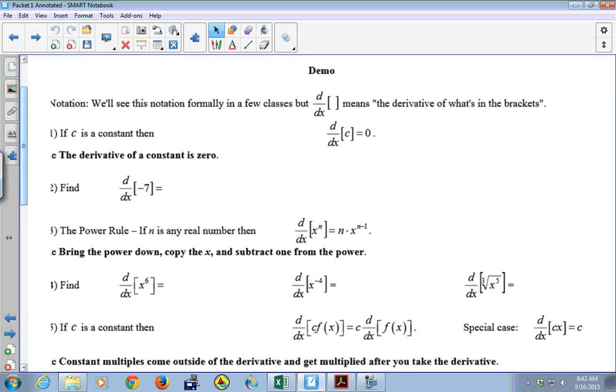So some notation. We're going to see this notation formally in a few classes, but this notation d dx of some stuff, d dx in front of parentheses, means the derivative of whatever is in those brackets. So if you have a newer graphing calculator, when you do nDeriv on your calculator, it gives you the d dx notation. Okay, if c is a constant, then the derivative d dx of c is 0.